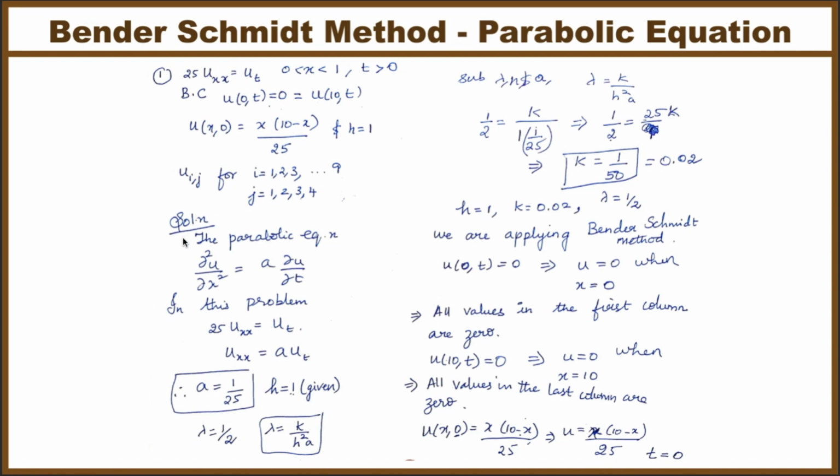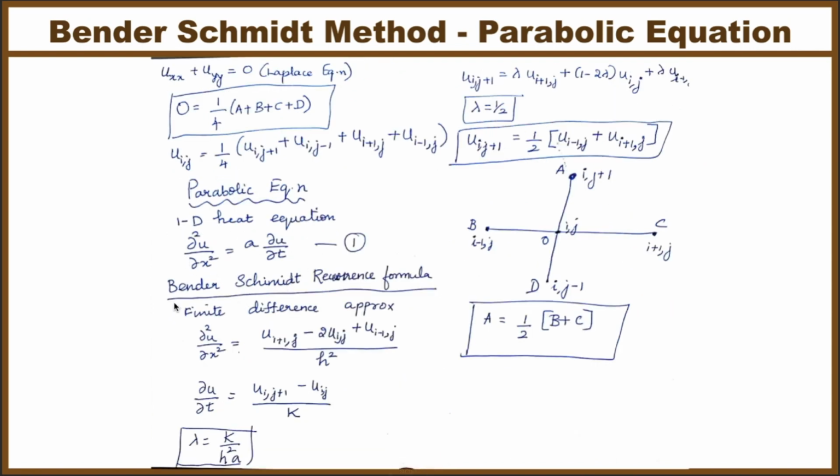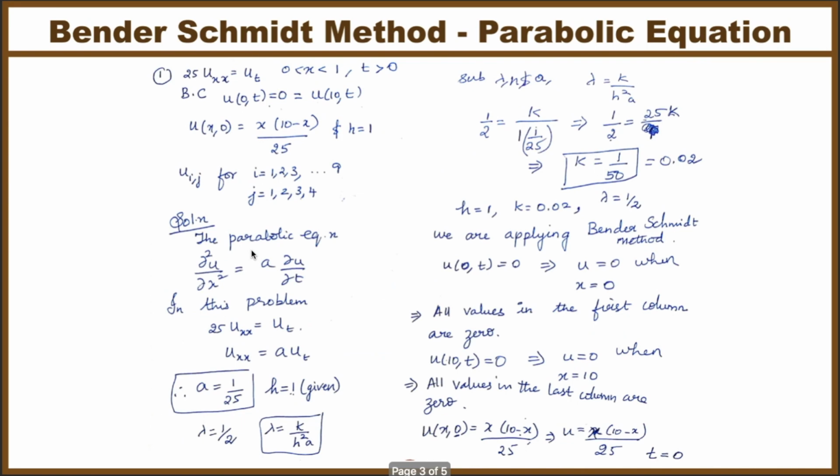So now we find the solution. What is the solution over here? The parabolic equation is given by dou square u by dou x square is equal to a into dou u by dou t. This is the parabolic equation that we have before. So that is a one-dimensional heat equation. So we write it here, and in this problem what is the given question over here? 25 uxx is equal to ut.